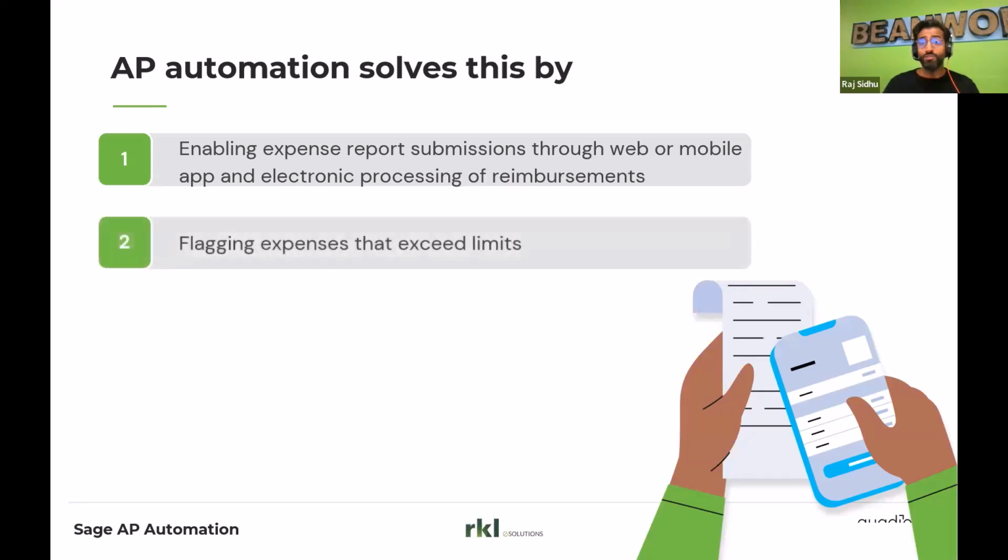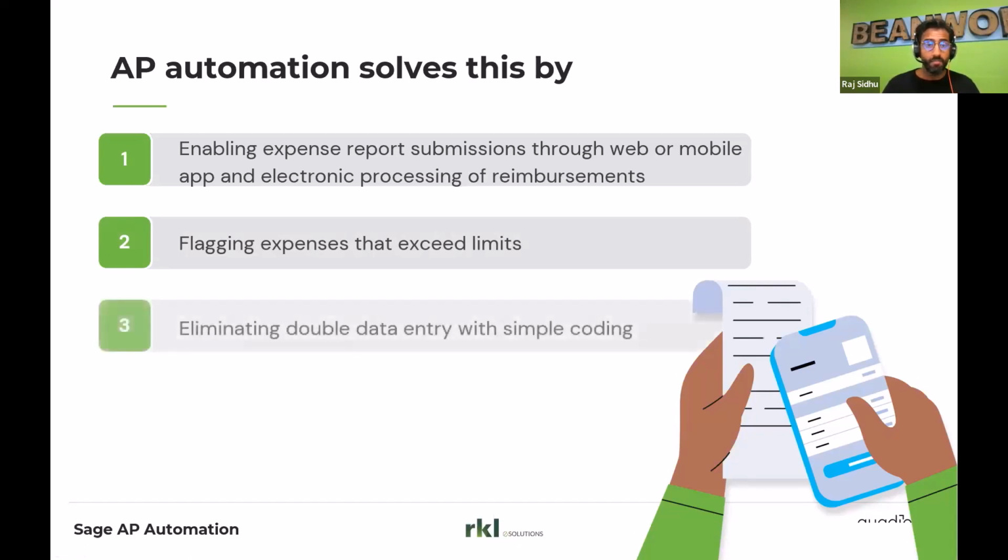Next, you can also flag expenses that exceed your set limits. These can be customized based on factors such as departments, budgets, roles, and gives you greater control and visibility over employee spend. And lastly, with automated expenses, you can eliminate that double data entry by mapping expense categories directly to your existing GL codes. So this saves your accounting team time and resources.